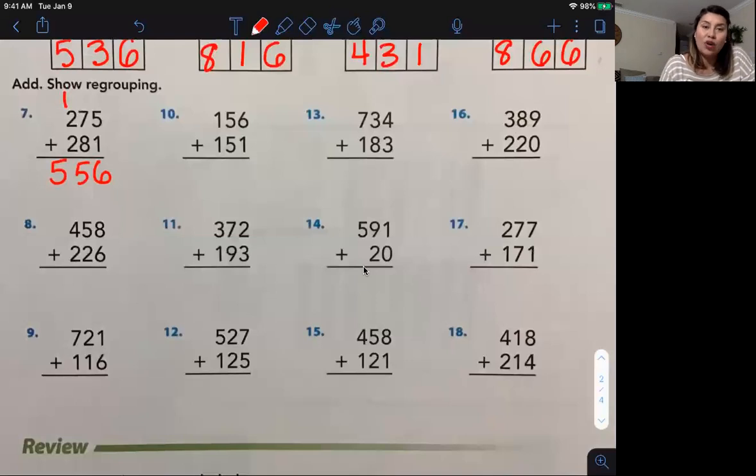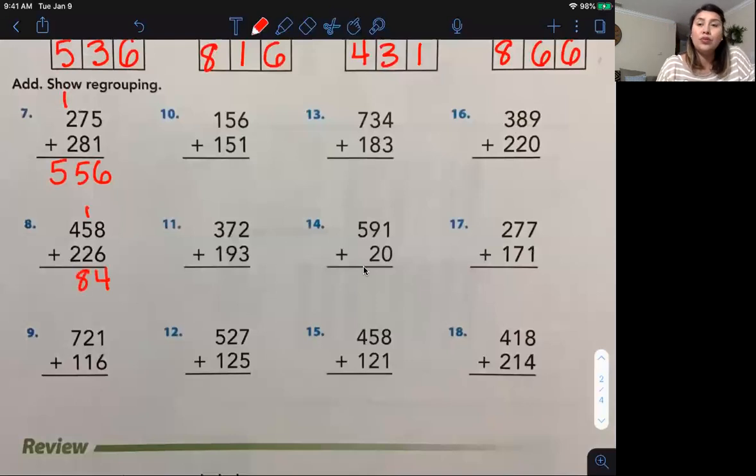8 plus 6 more, 14. Uh-oh, what do they want us to do now? 14 is too big to be in that room. Yep, take it to the top. 5 plus 1 more is 6, plus 2, 6, 7, 8.